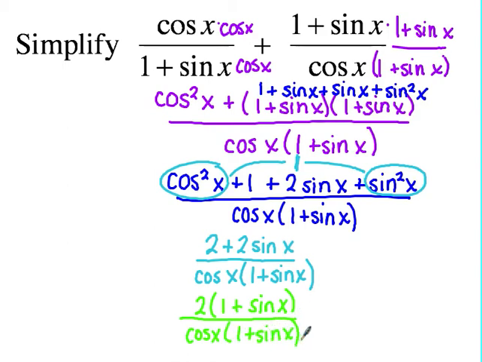What do you see happens? They cancel. It leaves me with 2 over cosine, which is really 2 times what? Secant. Okay, it's 2 over cosine, which is equivalent to 2 secant x.